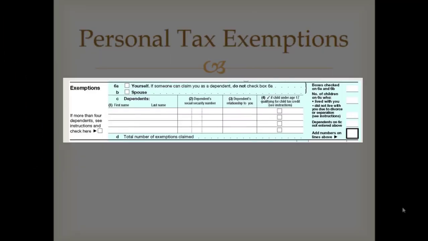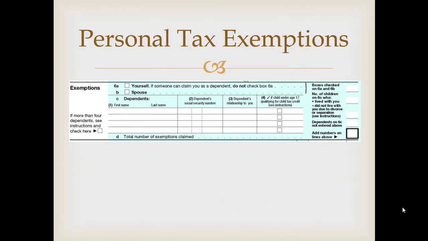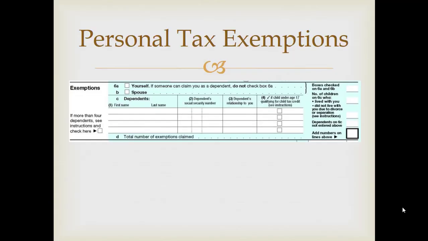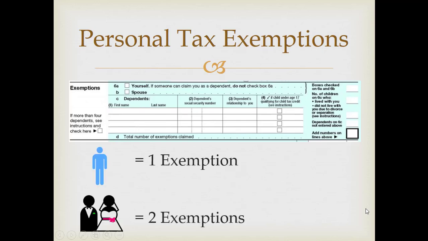This is the exemptions portion of your 1040 tax form that you would fill out. Personal exemptions can be claimed for the taxpayer and spouse. So if you're single, you would have one exemption, and if you have a spouse, you could have two exemptions, one for yourself and one for your spouse.